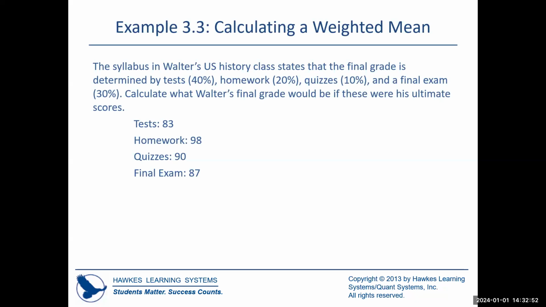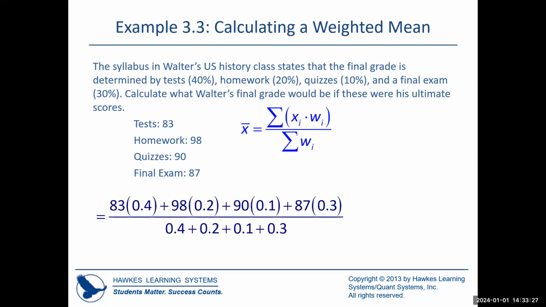So Walter has a US history class, and we have a breakdown that tests are 40%, homework is 20%, etc. We want to know what his final grade is if these were the final scores that he obtained at the end of the semester. In order to figure this out, we take each of his scores, 83, 98, 90, and 87, and multiply them by the respective weights, 40%, 20%, etc. And then we divide that by the sum of the weights. So let's have a conversation about that.